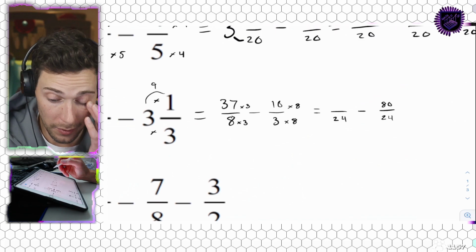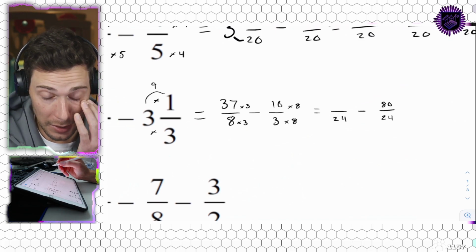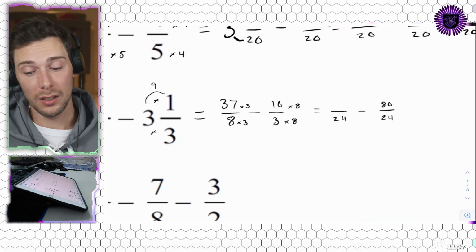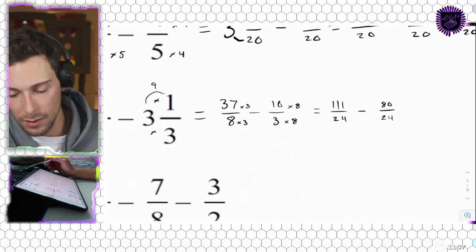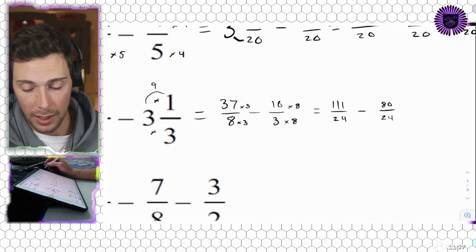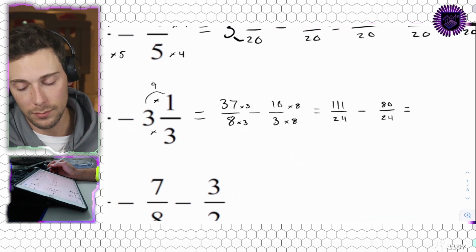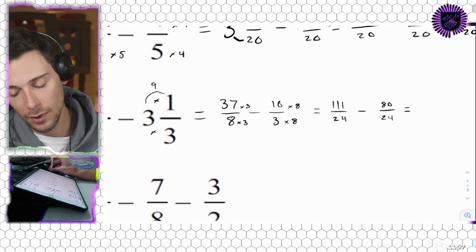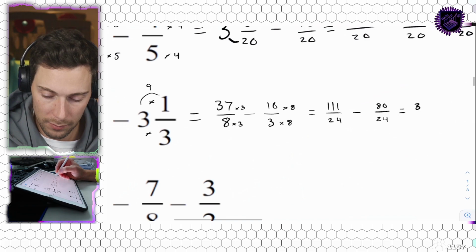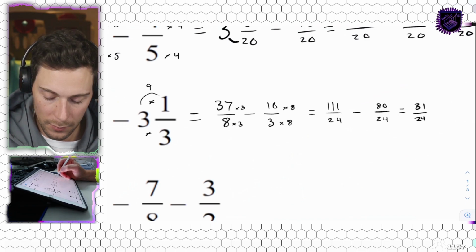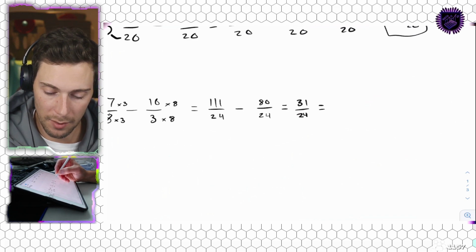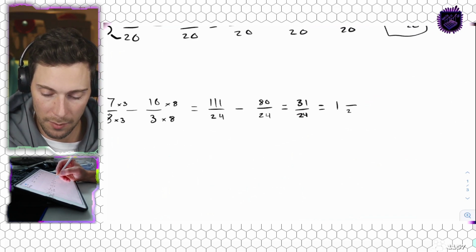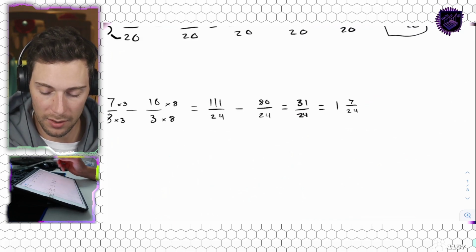over 24. And what's 37 times 3? 111. 111 minus 80 is going to be equal to 31. 31/24. I don't think we'll be able to simplify, but we can write it as a mixed number. So it's going to be 1 and something over 24, and it's going to be 7. 1 and 7/24.